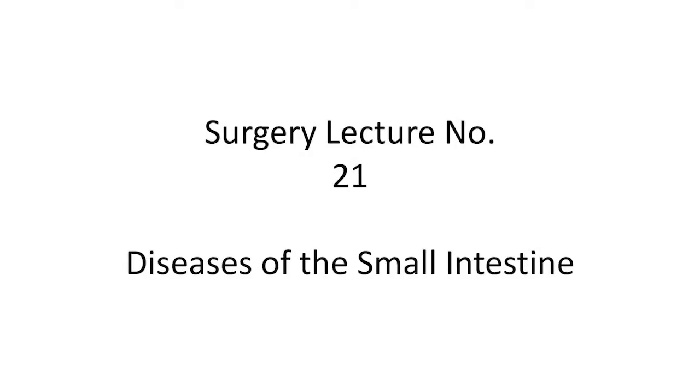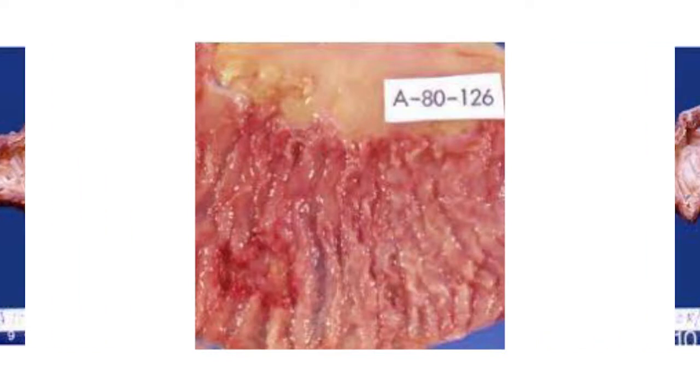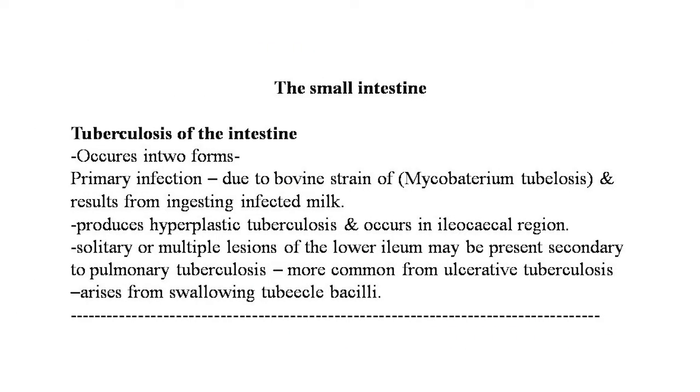Hello dear students. Welcome to our surgery lecture number 21, that is the diseases of the small intestine. In this lecture, we will see the tuberculosis of the intestine, hyperplastic ileocaecal tuberculosis, ulcerative tuberculosis and Crohn's disease. First, start with the tuberculosis of the intestine.